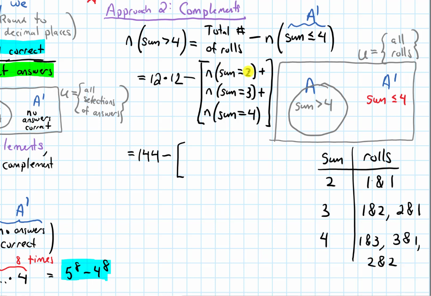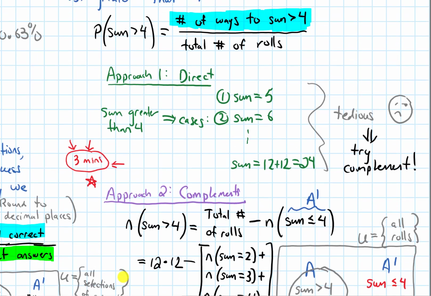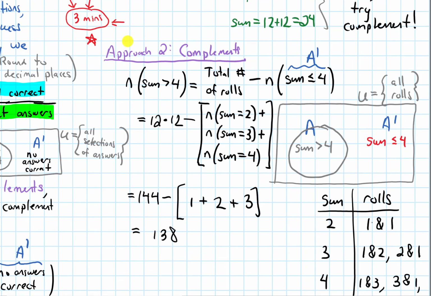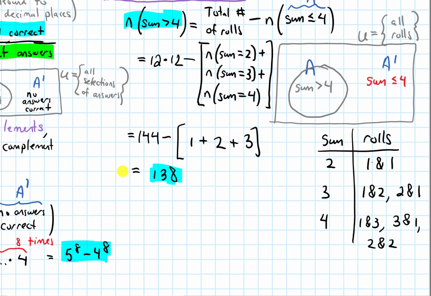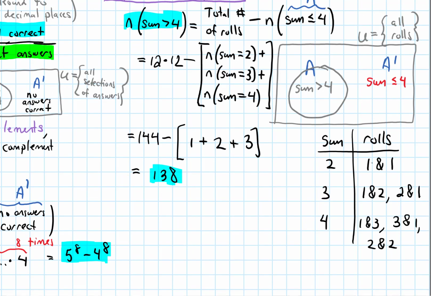So the number of ways the sum could be 2 is one way to roll it. Both of the rolls have to be 1. Plus, for the sum to be 3, there are 2 such rolls. And for the sum to be 4, there were 3 such rolls. So we get 144 minus 6, which is 138. At this point we know what the numerator of this fraction is. The number of ways the sum could be greater than 4 is 138.